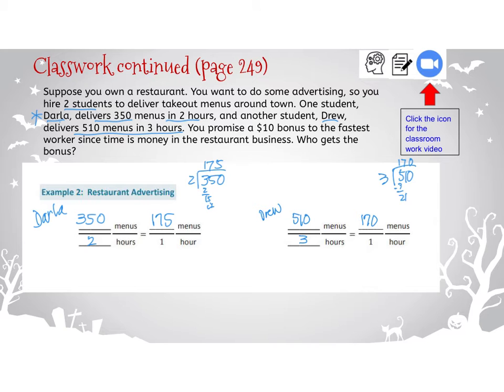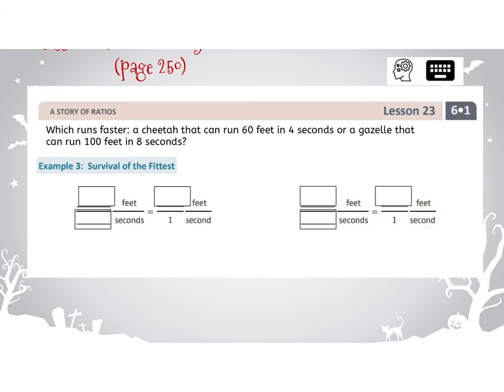So if this is the information that we have, we would say that Darla gets the $10 bonus. Got it. Don't we have menus an hour, menus an hour? So that all works. Let's go to the next problem and see what we have.